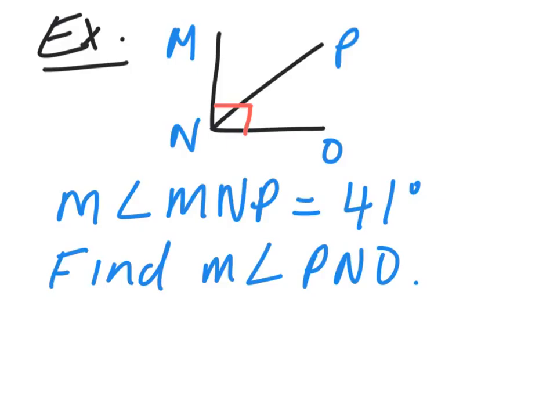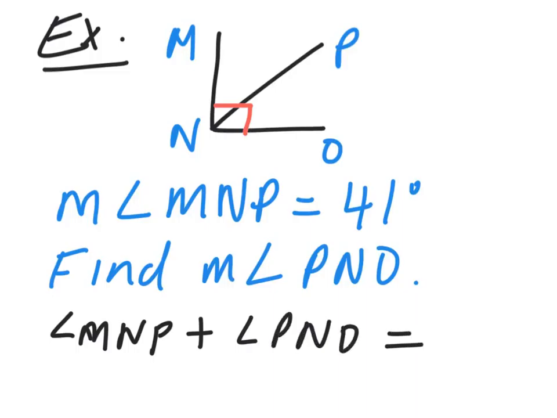Okay, so there's a very structured way to do these problems. The first thing you can do is write down, let me see, I'll do it down here in black. So the answer I'm going to do in black. You need to write down that the angle MNP plus the angle PNO is equal to 90 degrees, because when you put those two together, you get a right angle.